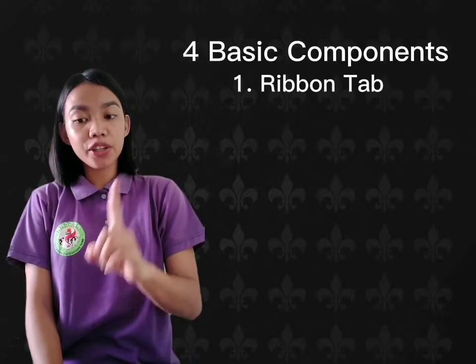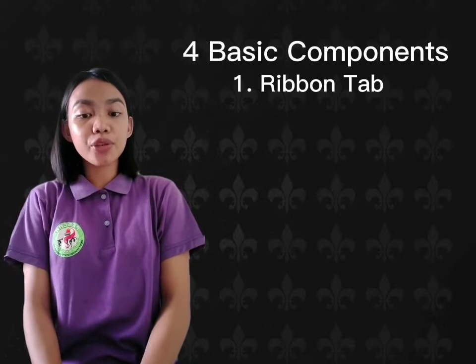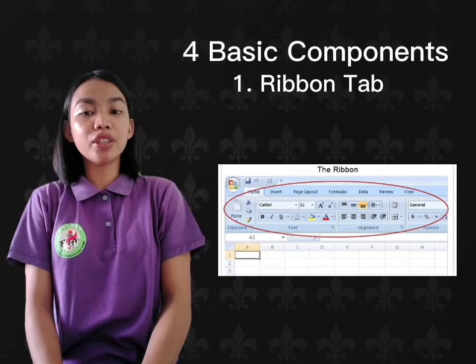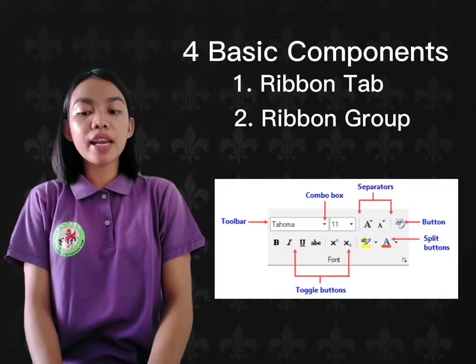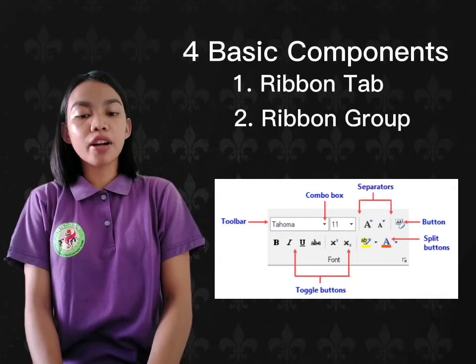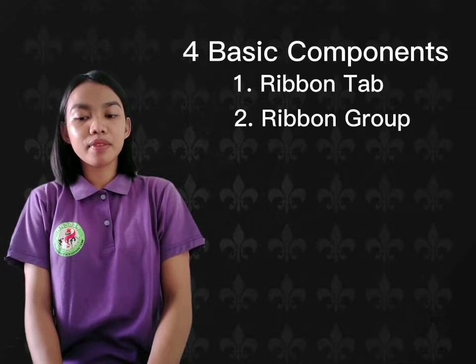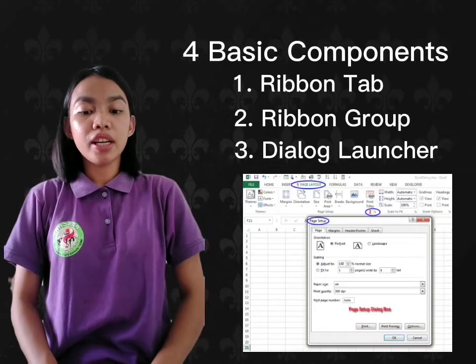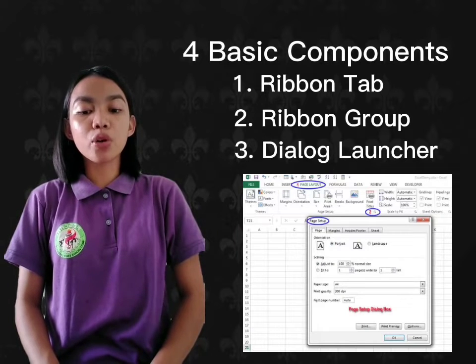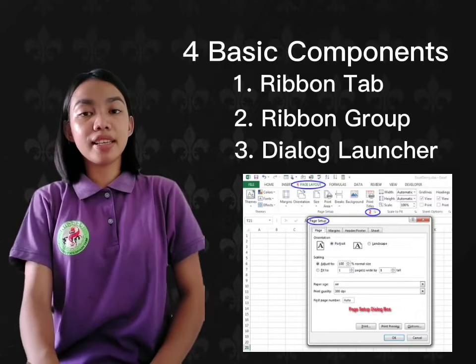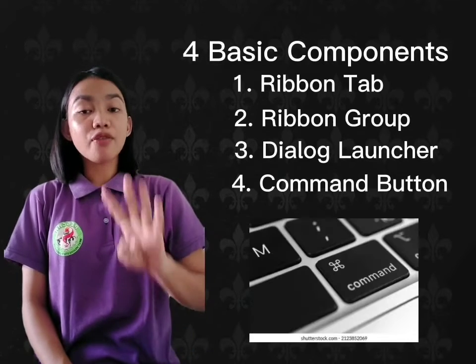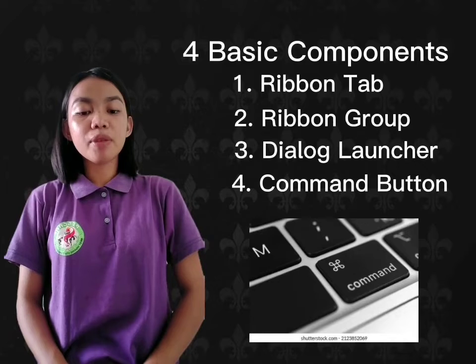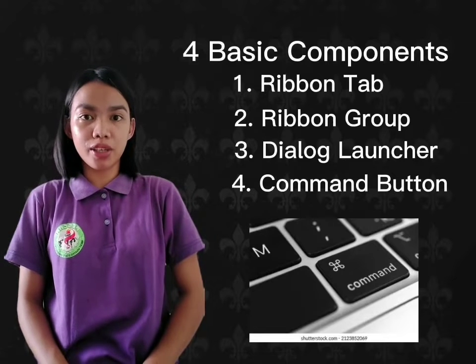Microsoft Excel ribbon has four basic components. First, ribbon tab. It contains multiple commands logically subdivided into groups. Second, ribbon group. It is a set of closely related commands normally performed as part of a larger task. Third, dialog launcher. It is a small arrow in the lower right corner of a group that brings up more related commands. It appears in groups that contain more commands than available space. And fourth, command button. It is the button you click to perform a particular action.